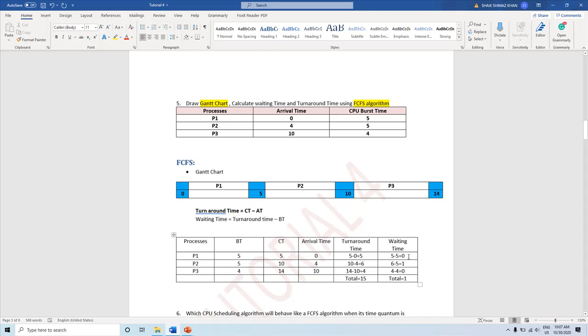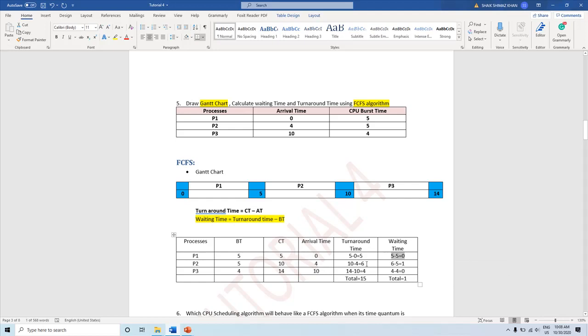Now let's go to the waiting time. Waiting time can be calculated using this formula. Waiting time of a process is equal to turnaround time of a process minus burst time of a process. So let us calculate the P1 waiting time. Turnaround time of P1 is 5. 5 minus its burst time. 5 minus 5 is 0. So that is its waiting time.